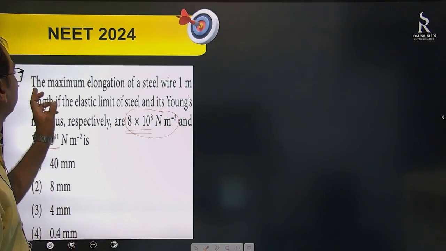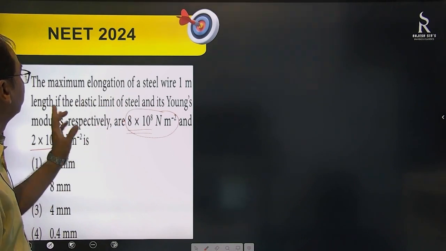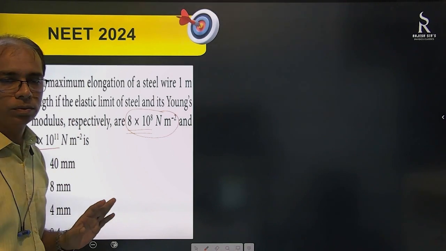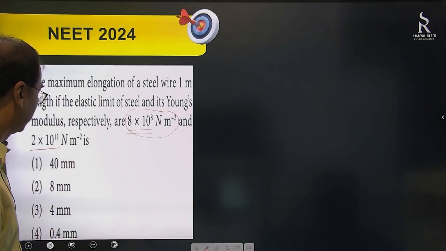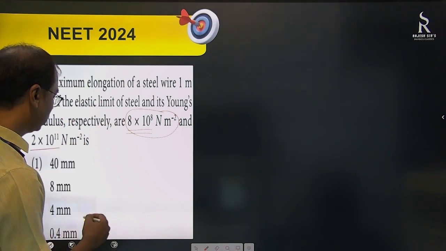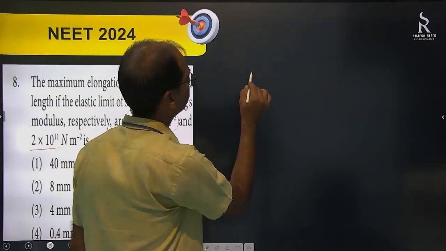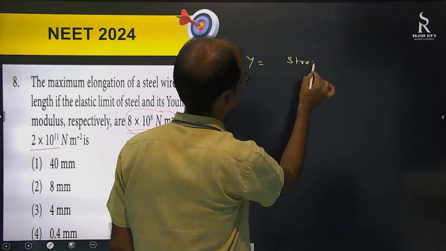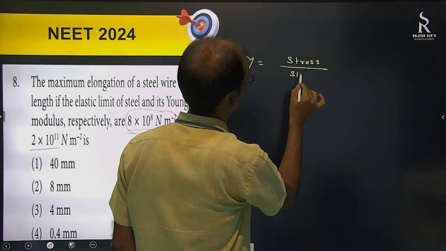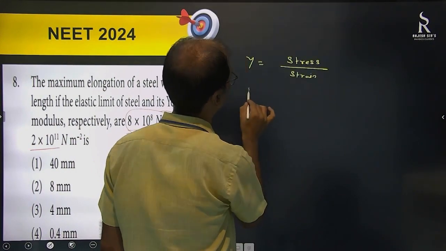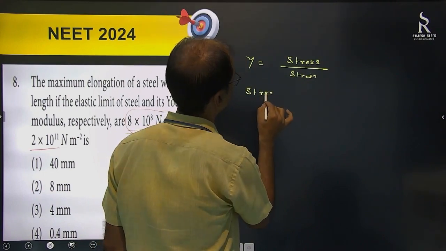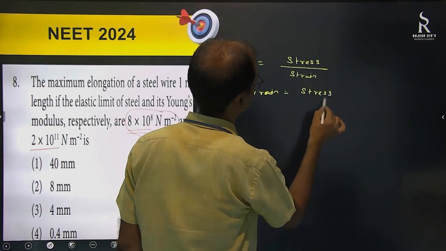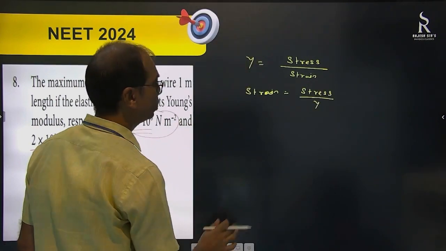Okay. Maximum elongation of a steel wire of 1 meter length. We have to find how much elongation you can give. But stress is given to you. Young's modulus is given to you. Now it's very easy question. Okay. Very easy. Because we all know that Young's modulus is equal to what? Stress by strain. Okay. Now strain equal to what? Strain equal to stress by Y. Right? It is equal to stress by Y.